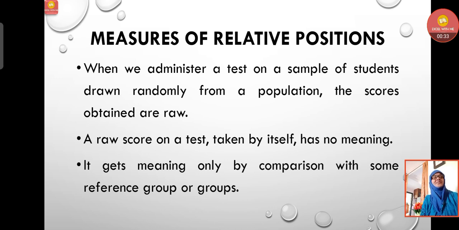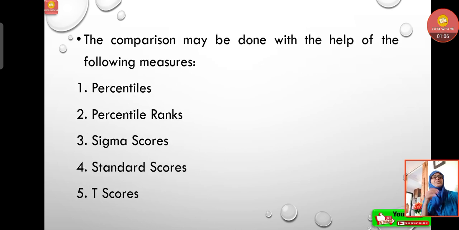When we administer a test on a sample of students drawn randomly from a population, the scores obtained are raw. So, a raw score on a test taken by itself has no meaning. Maybe we have chosen a questionnaire. We give the subjects the questionnaires and they fill them up, and we bring that data, that is the raw data. It gets meaning only by comparison with some reference group or groups. One data to the other data, we do the statistical treatment and compare those.